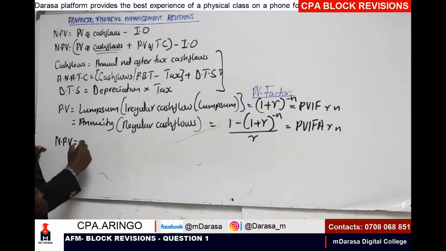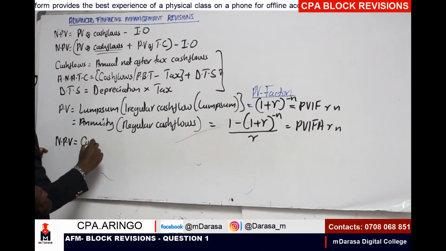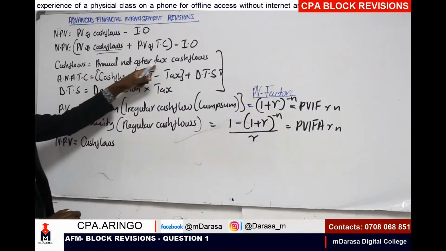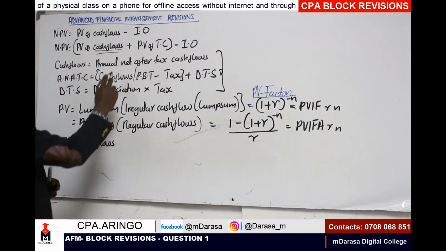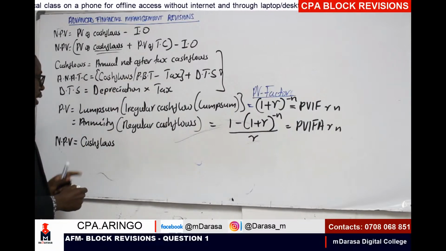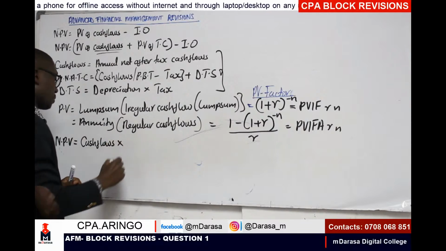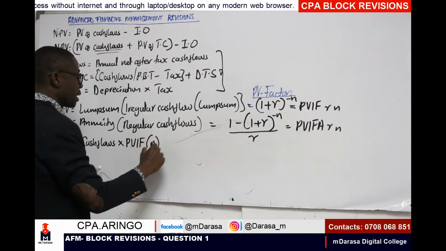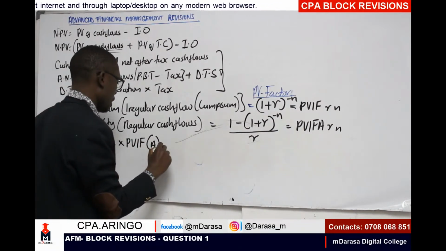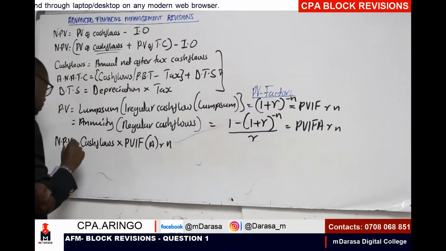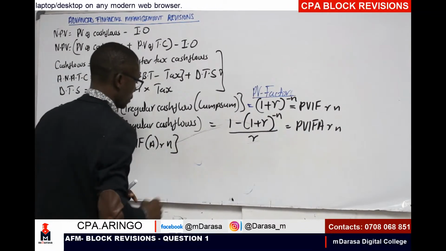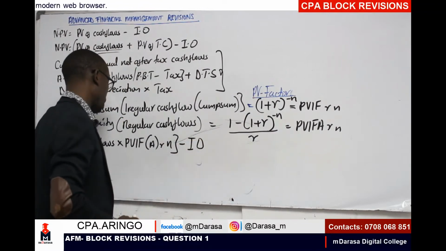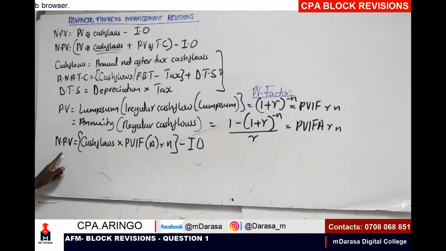To determine our present value for cash flows, I'm going to take my annual net after tax cash flows, times my present value interest factor, annuity, given the case, our R and N. Then less our initial outlay. So this will give us our net present value.